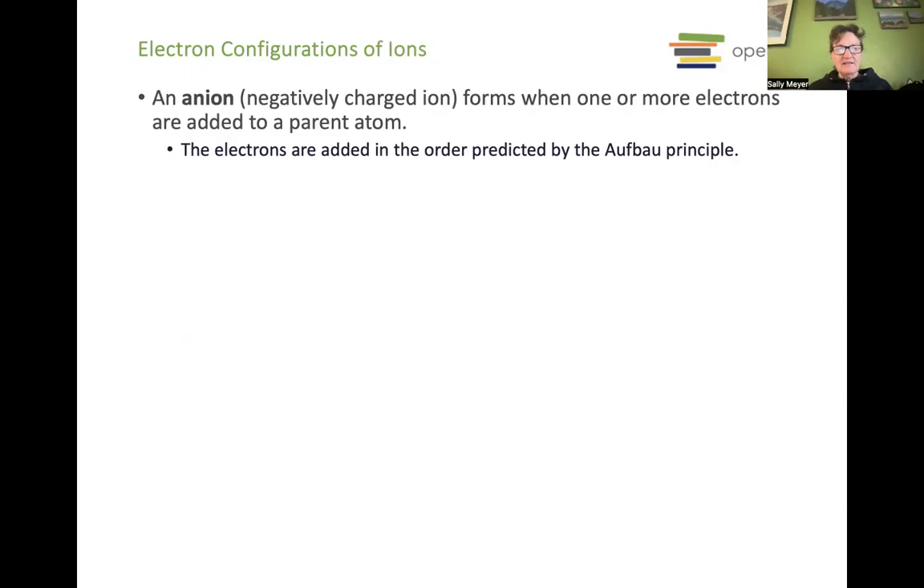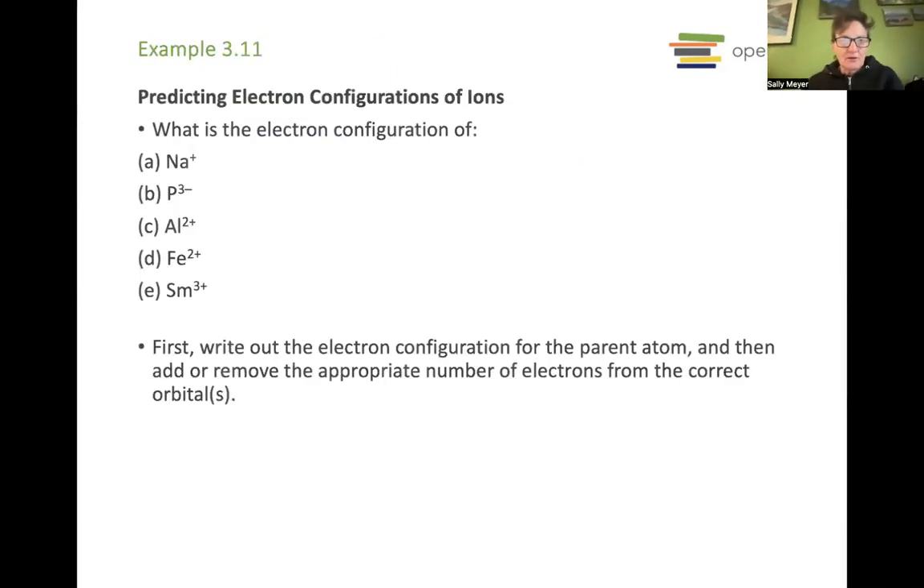If you're talking about ions, an anion is something that's negatively charged, so you added an electron to it. The added electrons are added in the order predicted by the Aufbau principle, so they go into the lowest energy orbital that's not occupied first. Predicting electron configurations of ions: for a cation, you take electrons off, and for an anion, you add some. So write the electron configuration for the parent atom, and then add or remove the appropriate number of electrons.